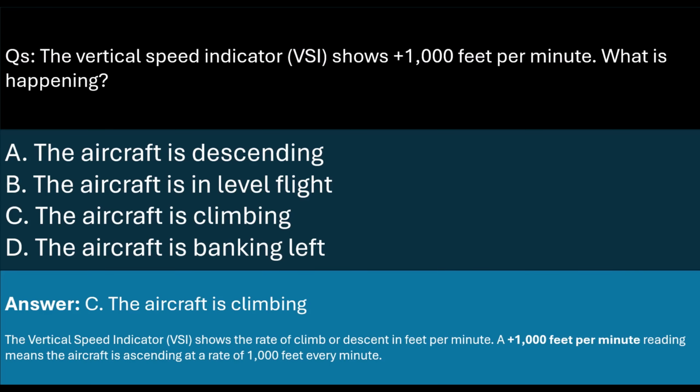The aircraft is climbing. The vertical speed indicator shows the rate of climb and descent in feet per minute. So a 1000 feet per minute reading means the aircraft is ascending at the rate of 1000 feet every minute.